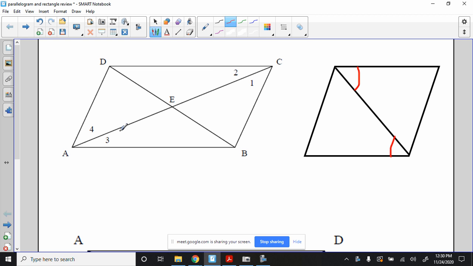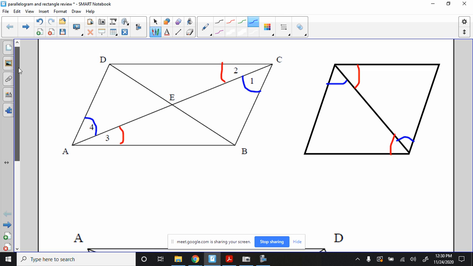And on this picture, that would be angle 3 and angle 2. They're equal. Now 3 and 4 are not equal. Okay? On a parallelogram and rectangle, you go to the other side and cross the diagonal, and therefore this set is also equal. So that would be angle 1 and angle 4. That's something to remember when you have diagonals in a parallelogram.